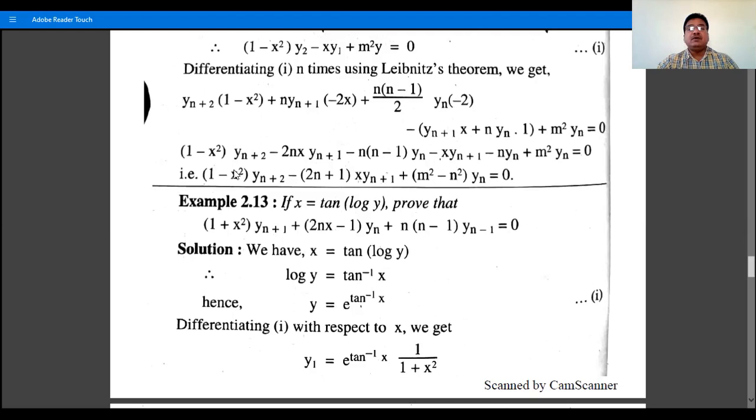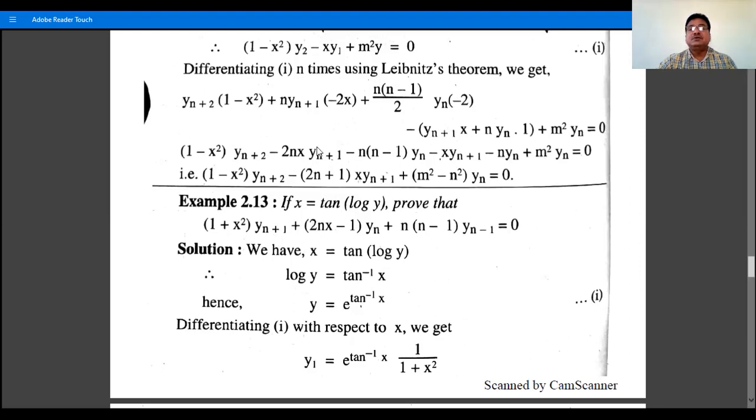equal to 0. Now collect the terms. This term as it is, and if you find the terms x yn plus 1, and this is x yn plus 1. Take x yn plus 1 common, minus sign common, so we have (2n plus 1) in bracket, plus simply take yn common from these two terms, and what we have: minus n square plus n plus m square.